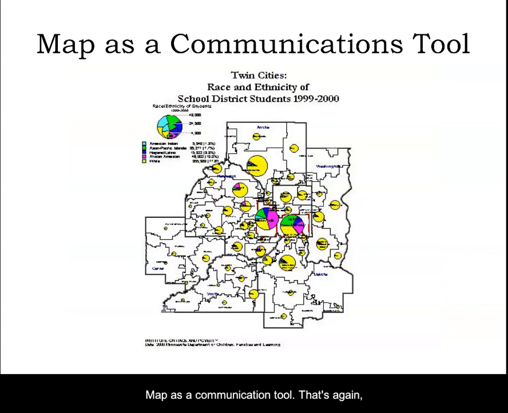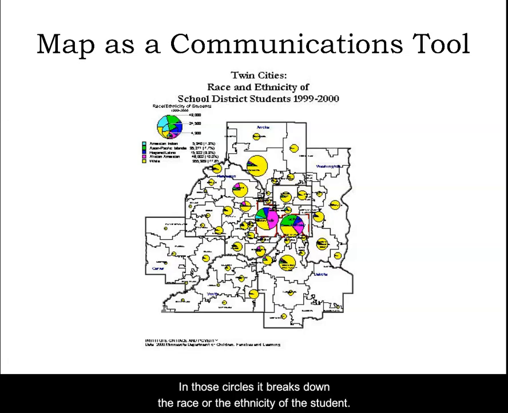As a communication tool, that's again telling a story. So we don't need to know how to get from place to place using this map, but rather if we wanted to see what's the breakdown of different types of students that make up each school district in the metro area, that's what this map is going to show. The circles, first of all, show the size of the school district. So the largest circles have the greatest amount of students. And then within those circles, it breaks down the race or the ethnicity of the student.